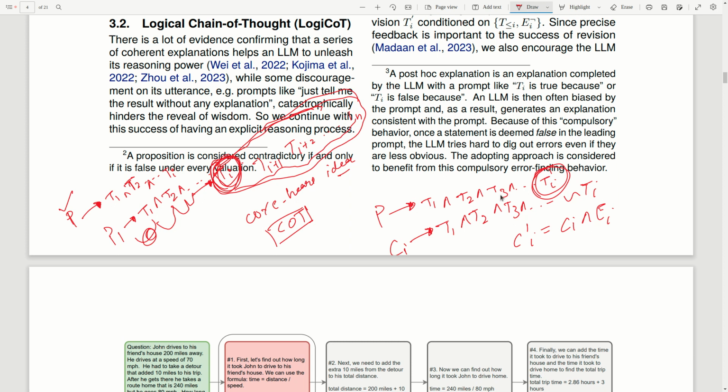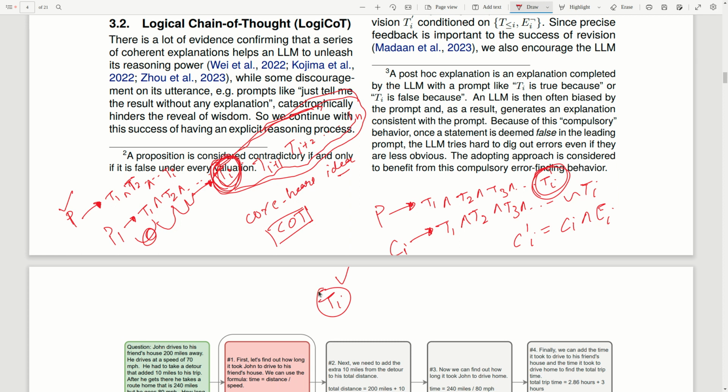To alleviate the difficulty in verifying T of I, the author suggests generating a pair of post hoc explanations, that is E of I and E naught of I. So for example, we found T of I is not verified, and this is the thought at the ith step.